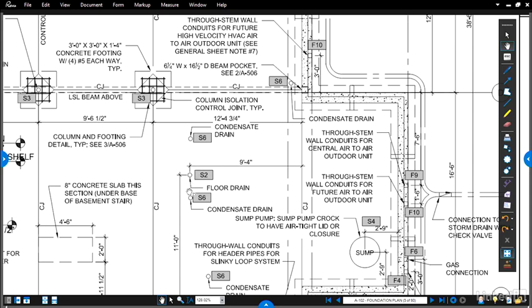So this is something that's really important as you progress through your set of drawings and start to lay things out in the field. You really need to take a close look, zoom in if you need to, and see where these dimension lines start and stop so you understand whether they're measuring from the edge of a wall or the center line of a wall, or in this case, the center line of that floor drain.